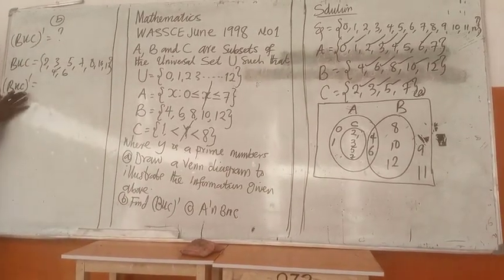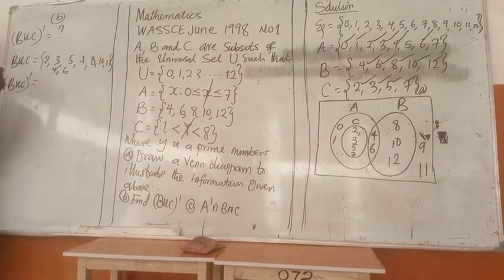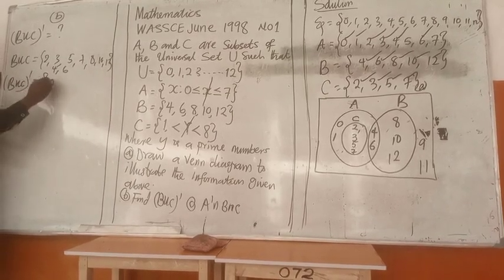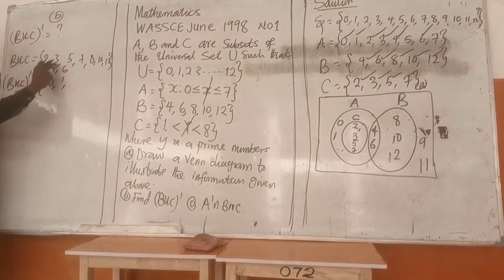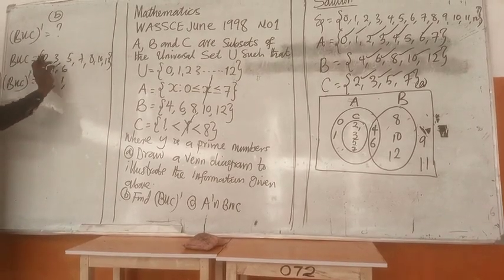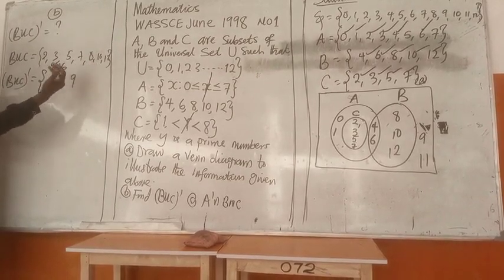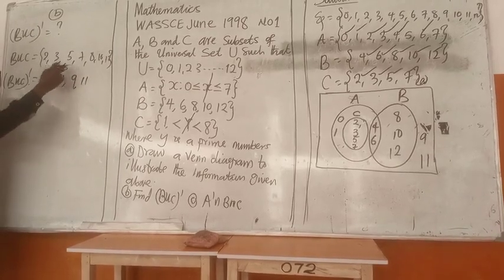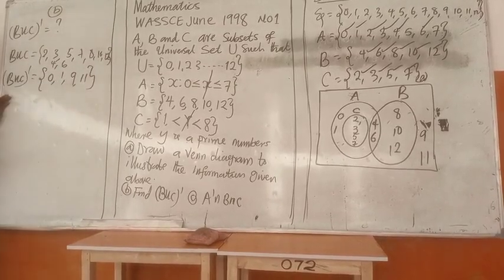B union C prime means that I don't need all these numbers from the universal set, which means from 0 to 12 now, there's no 0 here, we need it, 0. Do we have 1 here? No. 2, yes, we have it, don't need it. 3, we don't need it. 4, we don't need it. 5, we don't need it. 6, we don't need it. 7, we don't need. 8, but there's no 9. Then 10, we don't need it. 11, do we have 11 here? No, which means we need 11. Then 12, do we have 12 here? Yes, we don't need it. This is (B union C) prime.